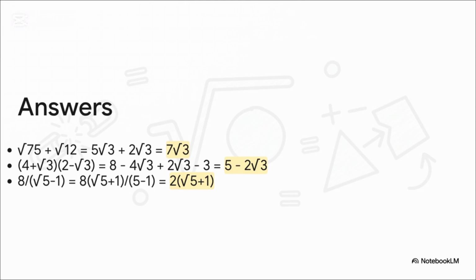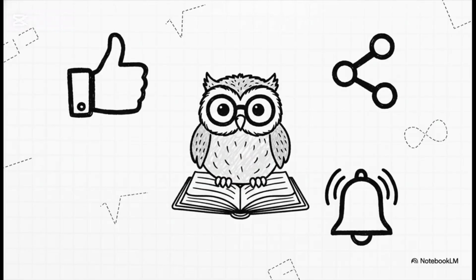All right, you ready to check your answers? Let's see how you did. For number 1, after simplifying, you should have gotten 7 root 3. For number 2, when you expand and simplify everything, you end up with 5 minus 2 root 3. And for the last one, after rationalizing, you get 2 times the quantity root 5 plus 1. Don't worry if you didn't get them all right away. Practice is key.